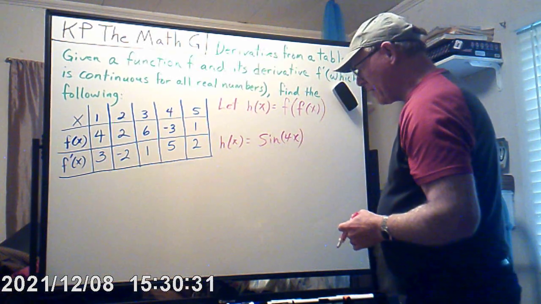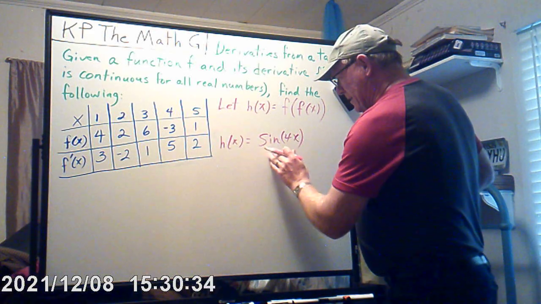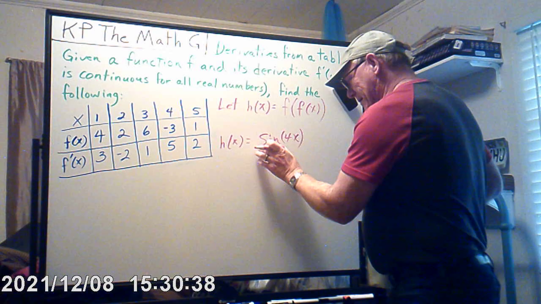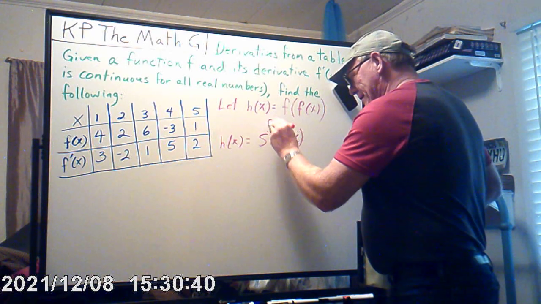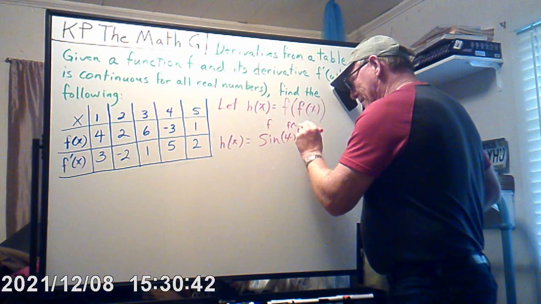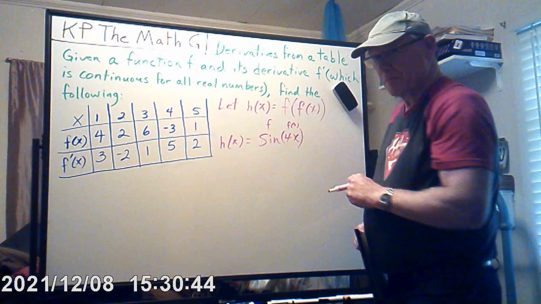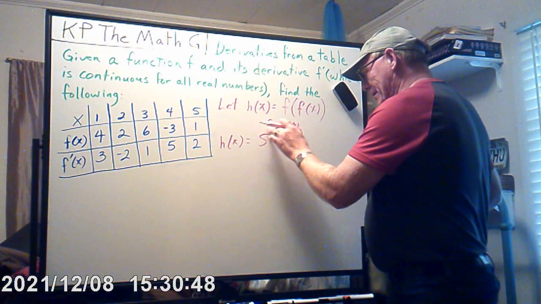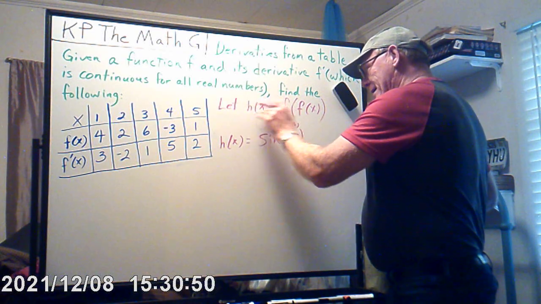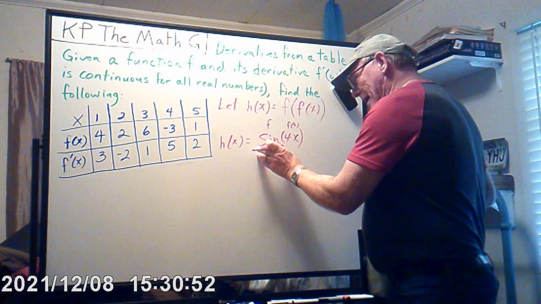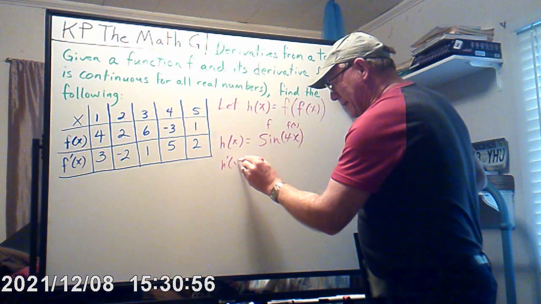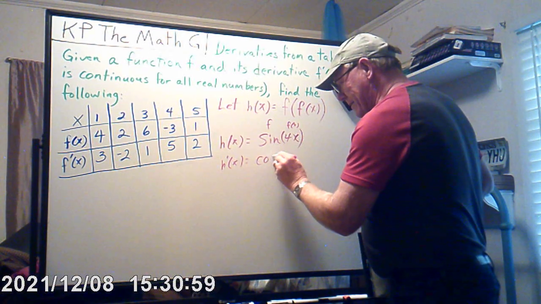Okay, then this is the f part right here. That's the outside. This is the f. The f at x would be right there. H is f, and f would be sine. So all you're doing is saying h prime at x would be the derivative of sine, which is cosine.